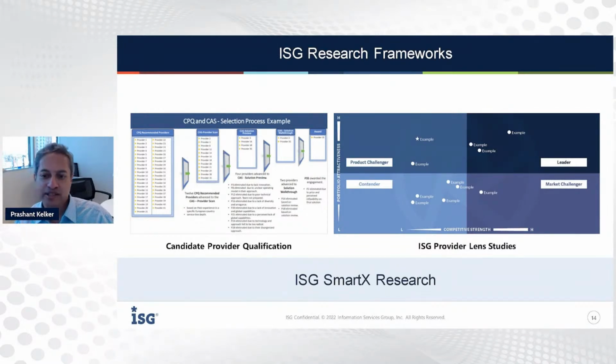So therefore, what ISG is doing is looking at each industry segment and looking at the smart and intelligent aspects of it. So, to my example, smart manufacturing, smart insurance, smart banking, smart healthcare, smart life sciences. Therefore, that's why we call our practice SmartX, X for industry segment.